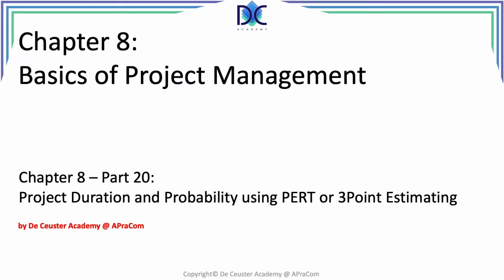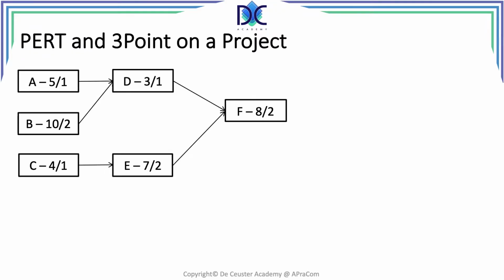Let's have a look at how we can use the PERT and the 3-point formulas to determine the project duration and the probability related to it. In the previous chapter we described the formulas. Now we will use the results. So we will not do the calculation of those values here. We already have them.